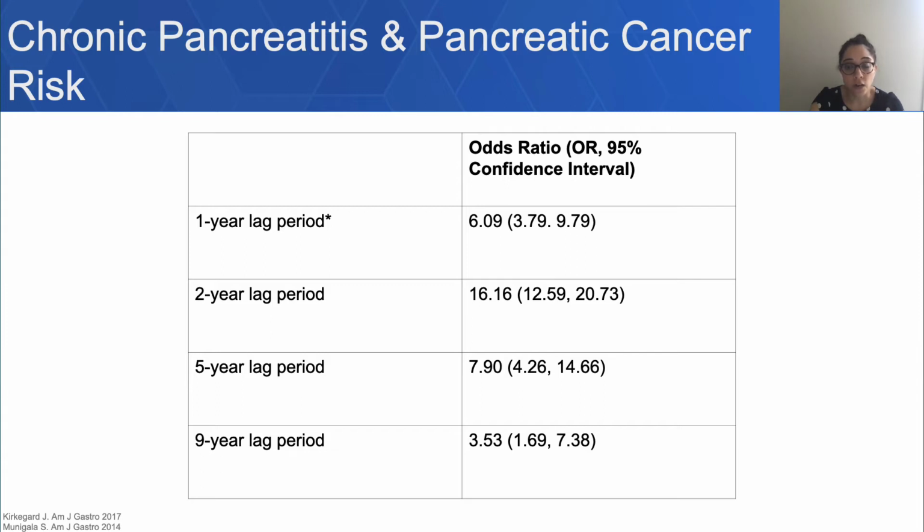Meta-analyses have also found that patients with chronic pancreatitis have a higher risk of pancreatic cancer development. In this study, after excluding cancers that occurred in the first 2 years following the diagnosis of chronic pancreatitis, the risk of pancreatic cancer was elevated with an odds ratio of 16. The risk does decline over time after the diagnosis of chronic pancreatitis, but remains elevated when compared to those without chronic pancreatitis.